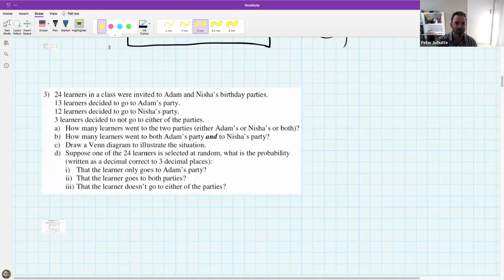let's start by reading through. It says 24 learners in class were invited to Adam and Nisha's birthday party. It says 13 learners decided to go to Adam's party. 12 decided to go to Nisha's party. And 3 learners decided to not go to either. How many learners went to the 2 parties?